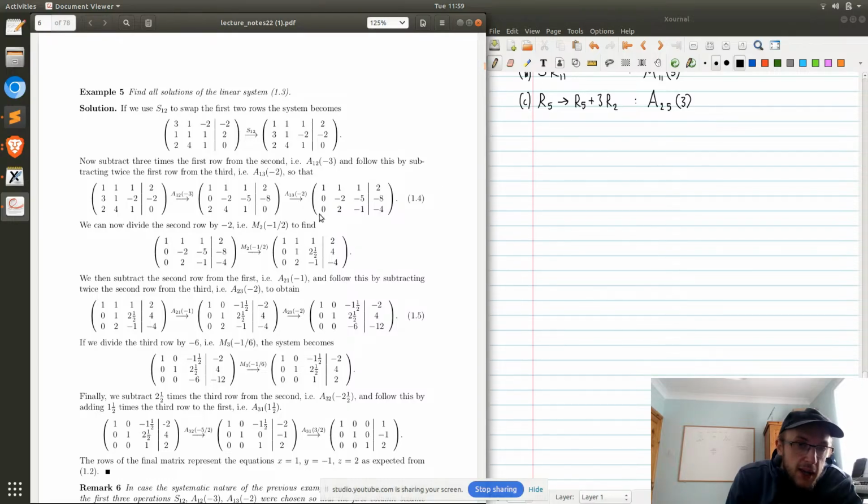So now we've got zeros there. We can now divide the second row by -2. All right. So row number 2, multiply it by -1/2. Okay, gotcha. What's the point? To get a nice 1 right there in this second entry of the main diagonal. Gotcha.